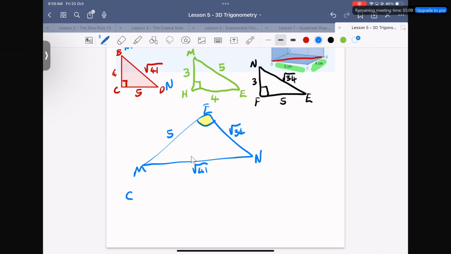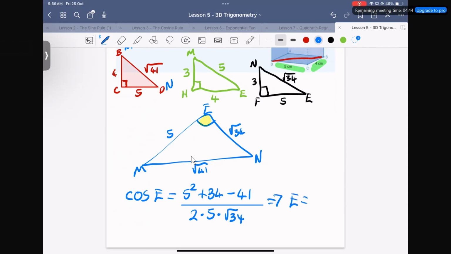Cosine rule. So the cosine of E is going to be 5 squared plus root 34 squared, which is 34, minus root 41 squared, which is 41, over 2 times 5 times root 34, which implies that E is equal to, what did we get as our answer? 72.0 degrees. Okay.